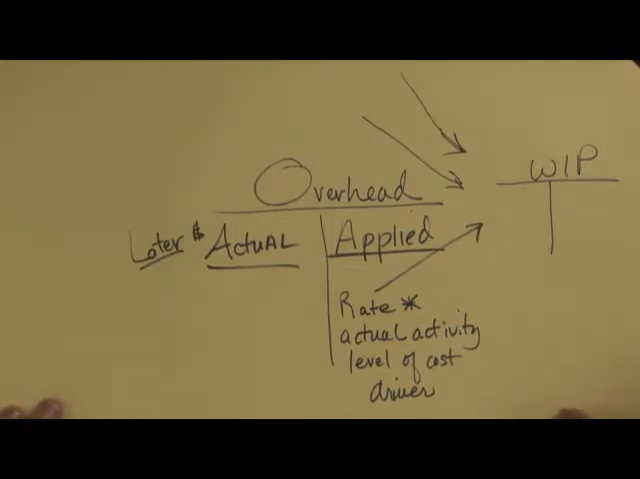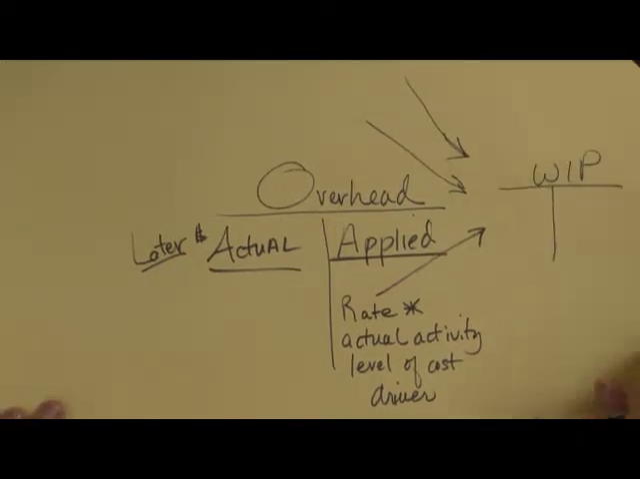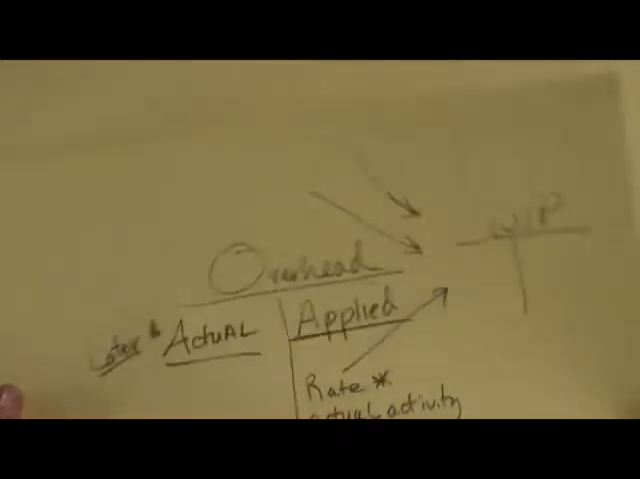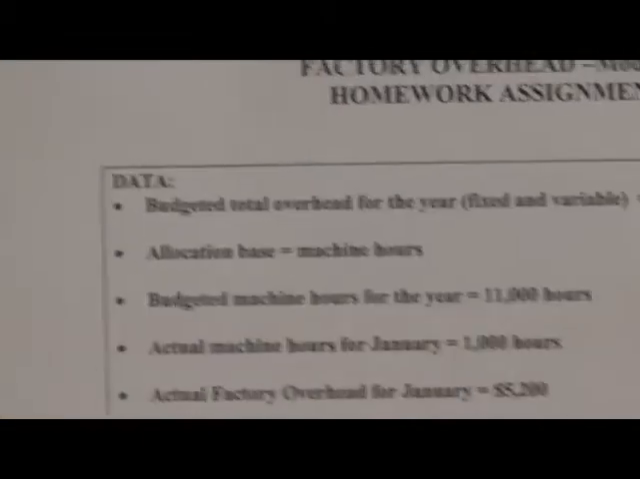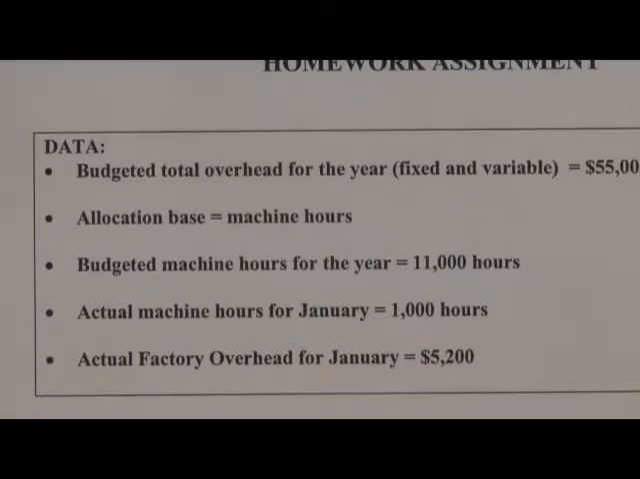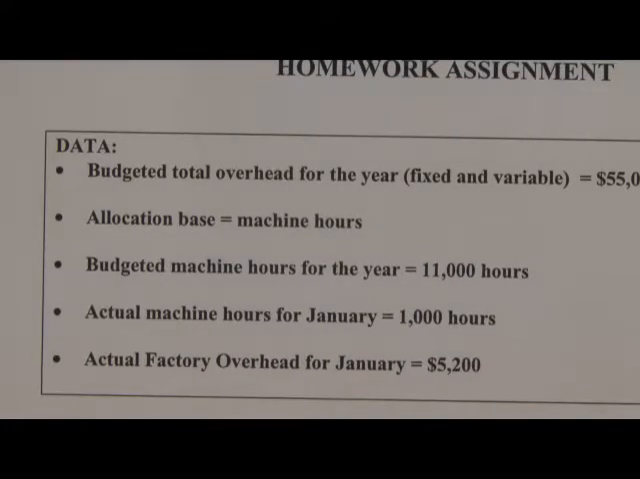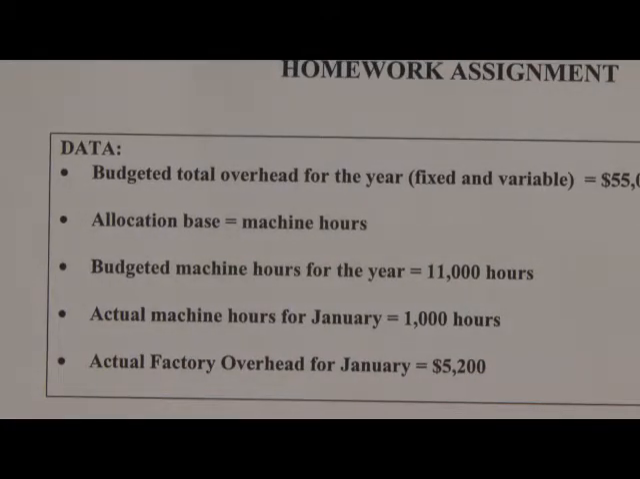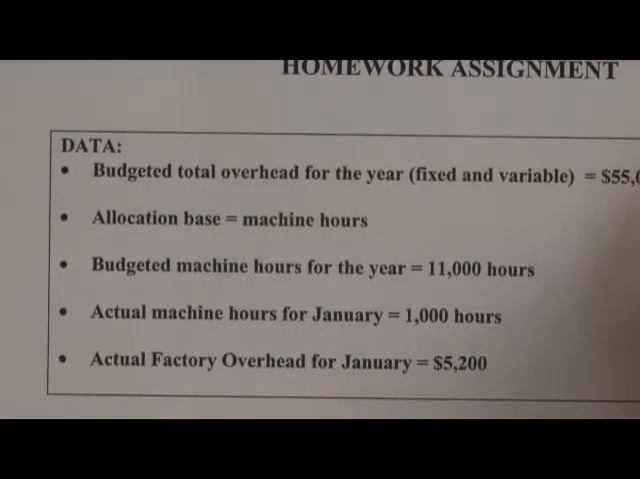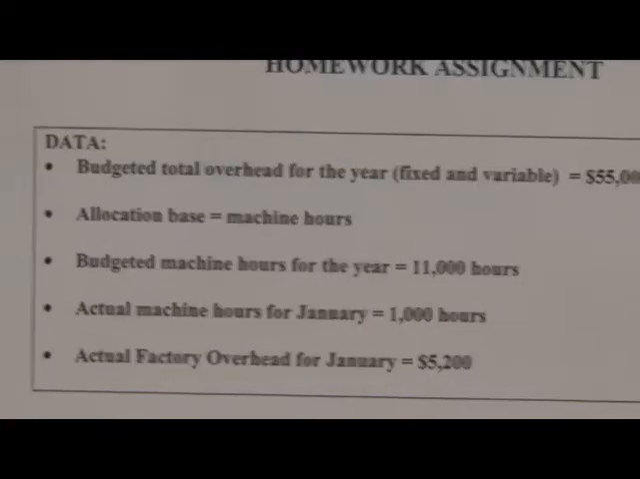Let's talk about an example where we can use some real numbers and work through these steps of using a normal costing system. For this particular company, before the year began, management budgeted or estimated overhead for the next year to be $55,000. This is one of our estimates.